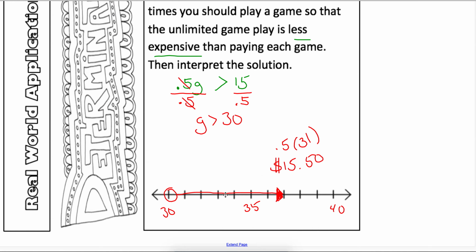So it means any number. We don't include 30 because 30 would make it the same cost. That's why it is an open circle. Let's keep going.